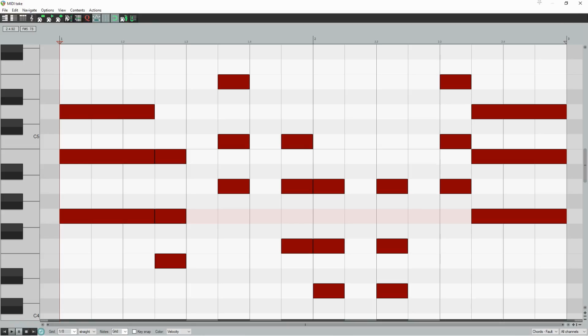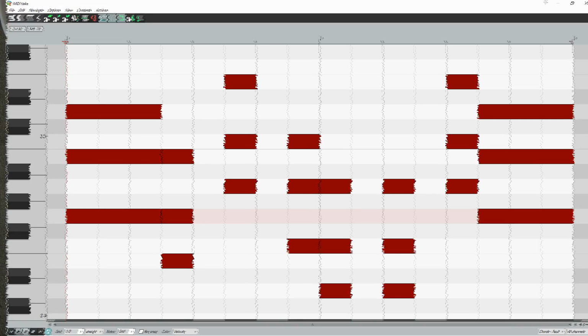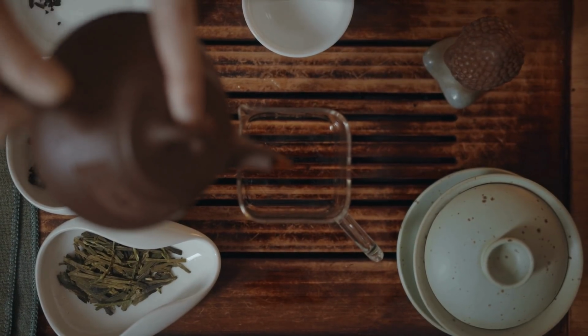Can you hear the fault in this chord progression? If you couldn't hear the fault, don't worry, that's what you're about to learn. And more importantly, you'll learn our rule for fixing this fault in the chord progressions you've already written and avoiding it in the progressions you'll write in the future. But first, tea.